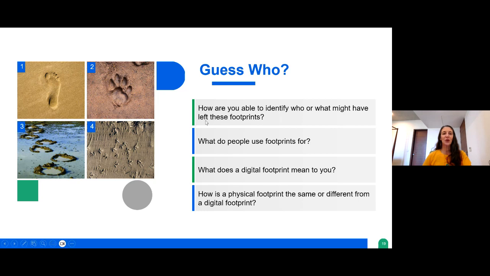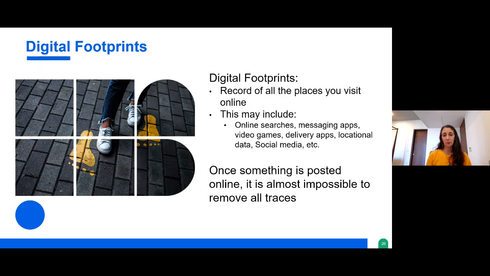Okay, so these are obviously a cat, a big cat like a tiger, an elephant footprint, and a bird footprint. Most footprints, especially ones like this, show you where people or animals are going and where they have been. And the same is true of a digital footprint. A digital footprint is simply a record of all the places that you have been online.